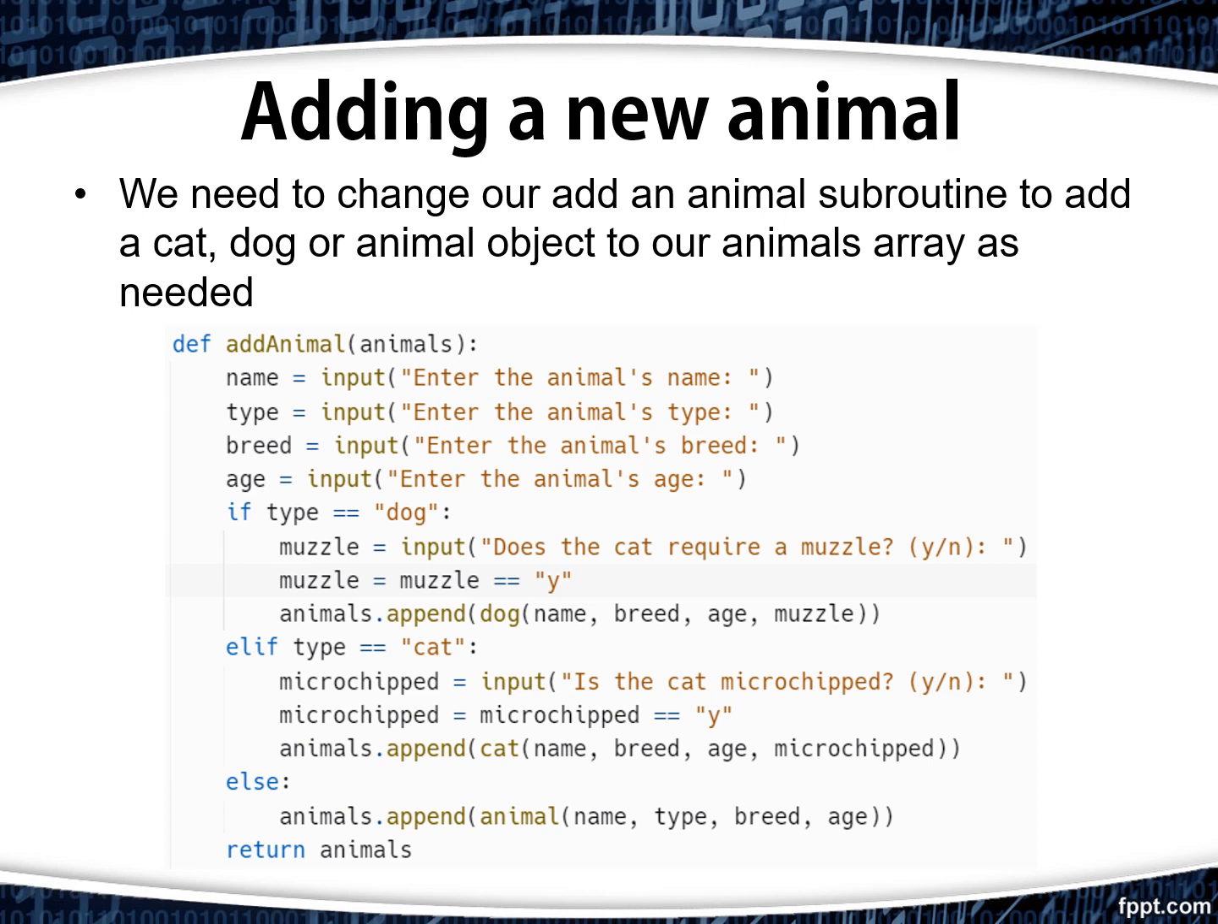If the type turns out to be cat, we request the information on whether it's microchipped, and we use the same method to set microchipped as either true or false. We then append a cat object. If the type is neither dog or cat, we're just going to use our standard animal object, and we will create and append a new animal type.